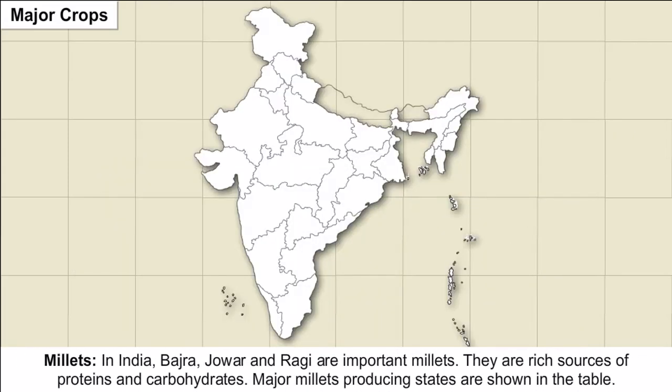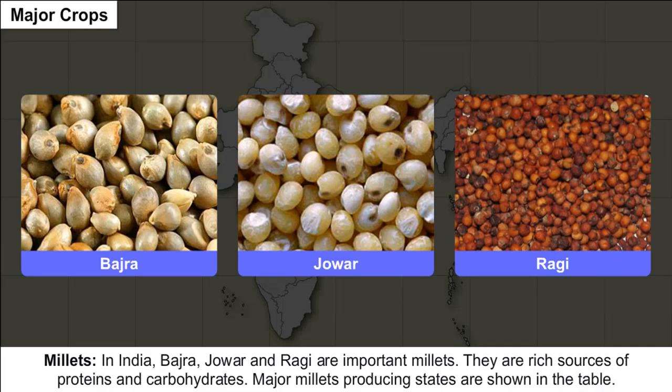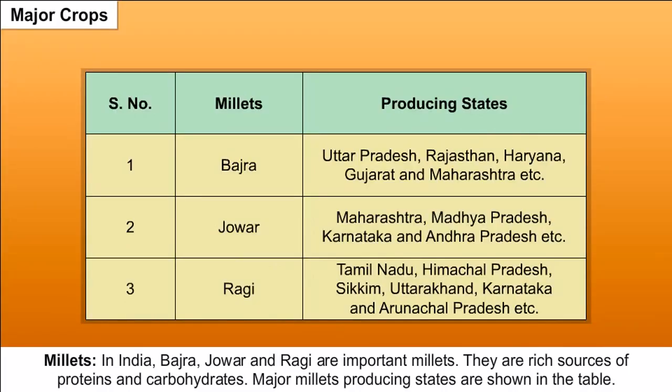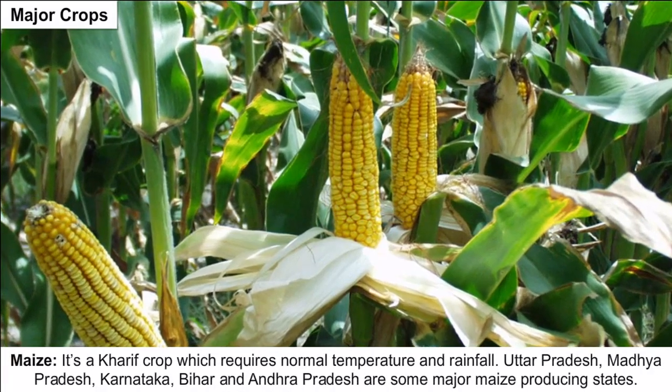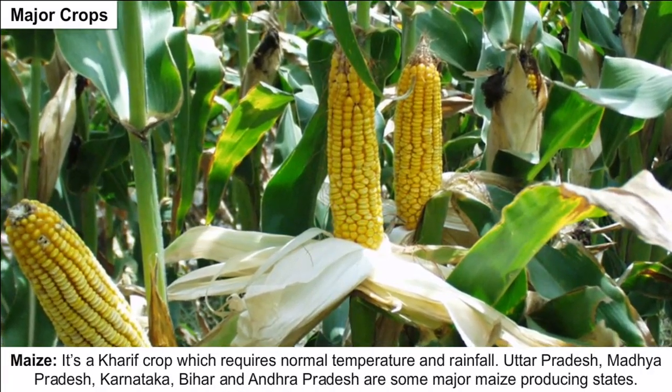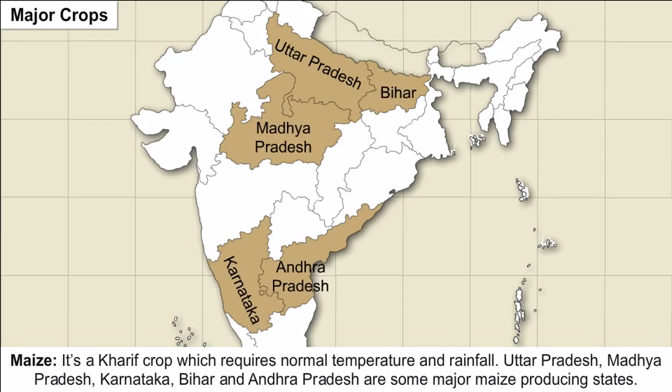Millets. In India, bajra, jowar and ragi are important millets. They are rich sources of proteins and carbohydrates. Major millets producing states are shown in the table. Maize. It's a kharif crop which requires normal temperature and rainfall. Uttar Pradesh, Madhya Pradesh, Karnataka, Bihar and Andhra Pradesh are some major maize-producing states.